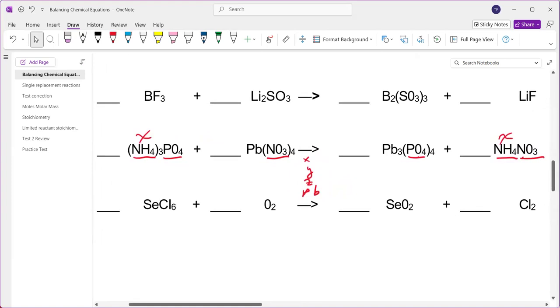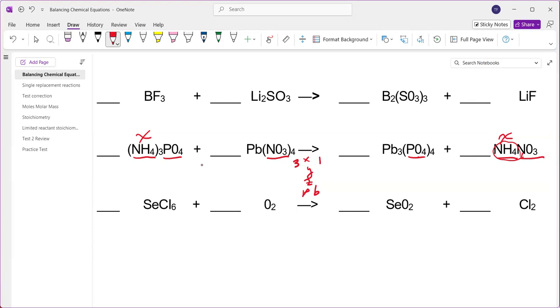So let's do inventory. How many X's do we have on the left? 3. How many on the right? We have 1 on the right. The whole thing is an X. We have 1 on the right, 3 on the left.